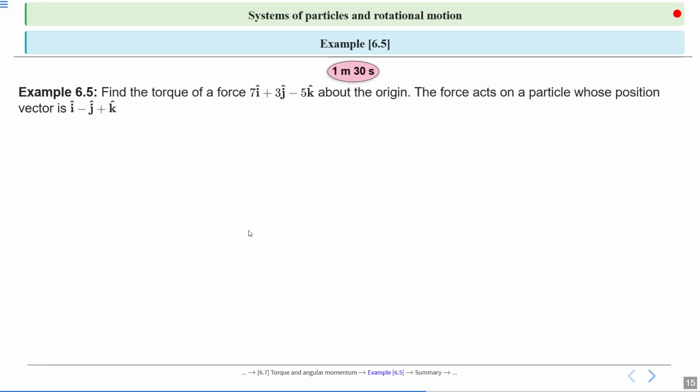Example 6.5. Find the torque of a force 7i cap plus 3j cap minus 5k cap about the origin. The force acts on a particle whose position vector is i cap minus j cap plus k cap. So in this question, you have to find out the torque. Please solve this question. You have some time.